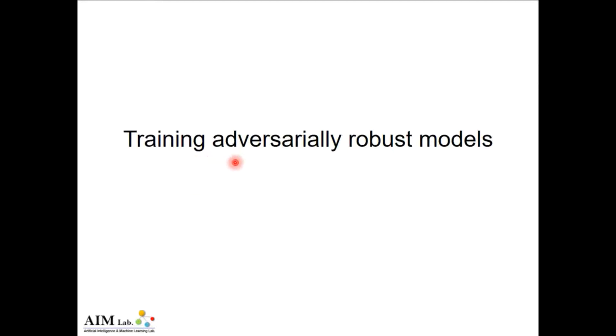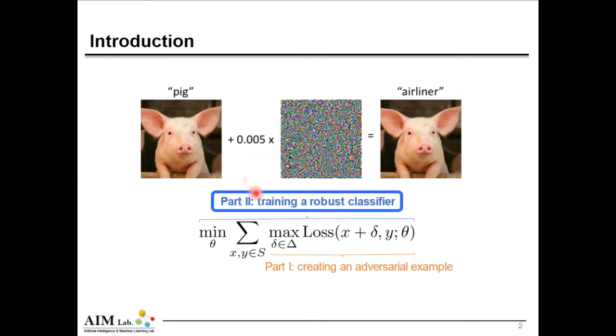Okay, now we'll talk about training adversarially robust models. So let's go back to the previous big picture. In the previous chapter, we focused on creating adversarial examples. It means how do I solve the inner maximization problem. Well, part 2 is going to be about how do I train a model that somehow is robust to these adversarial attacks.